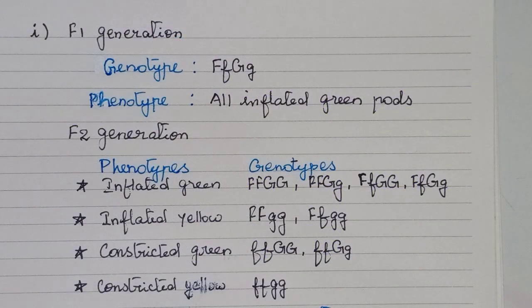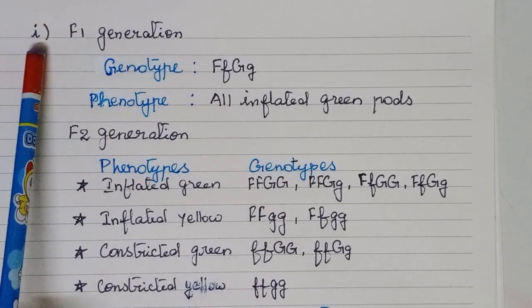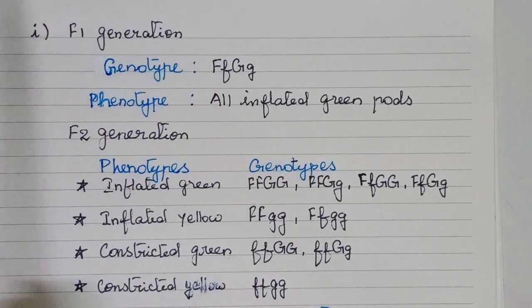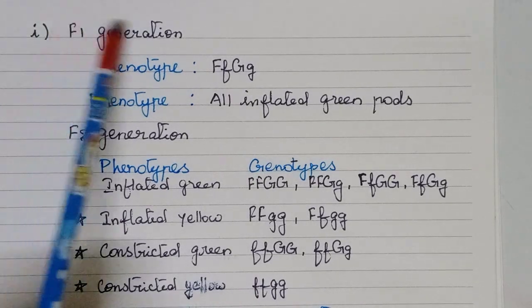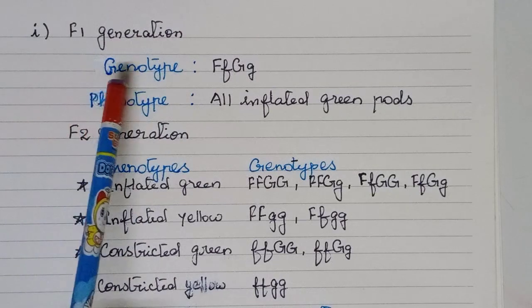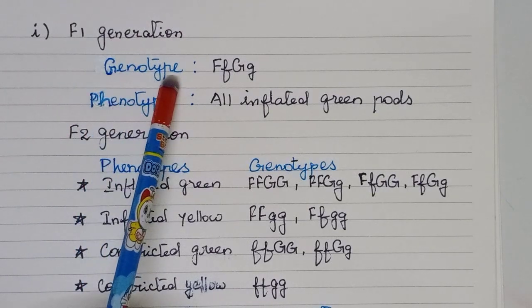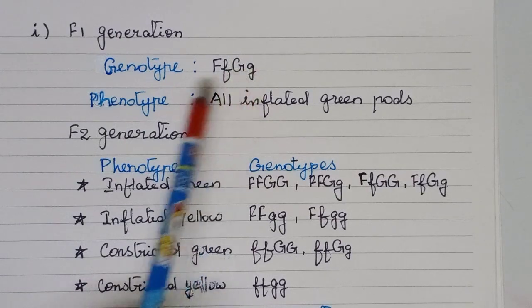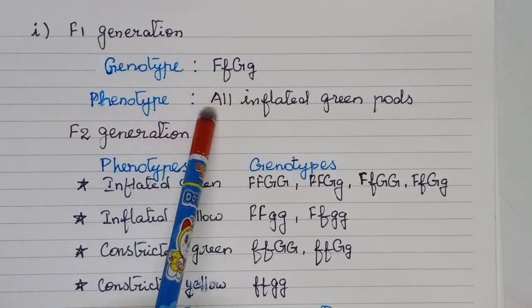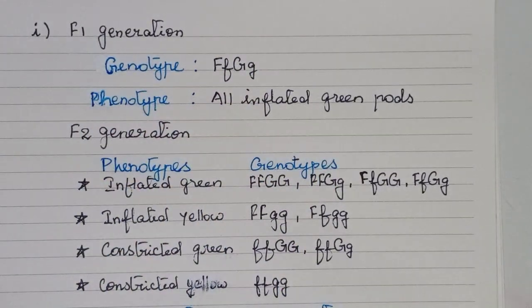Even though you have worked out the cross perfectly, it's important to write the answer according to the question. Here the first question asked is, write the genotype and phenotype of F1 and F2 generation. First you write for F1 generation. Only one genotype you have there. Capital F, small f, capital G, small g. And the phenotype, all are inflated green pods.